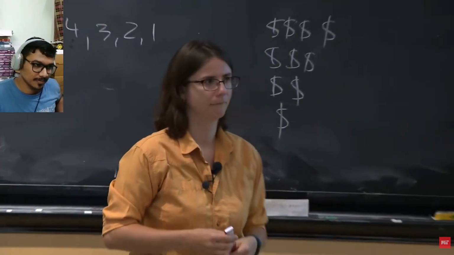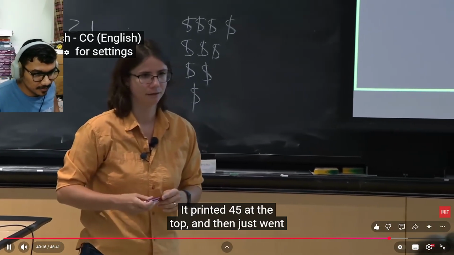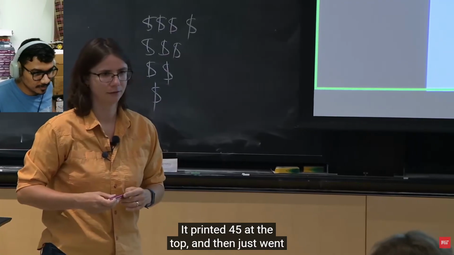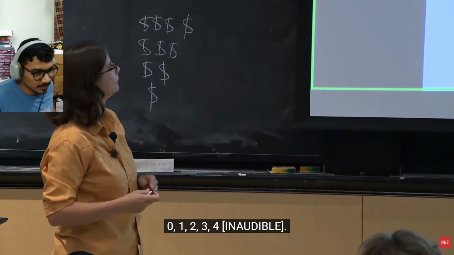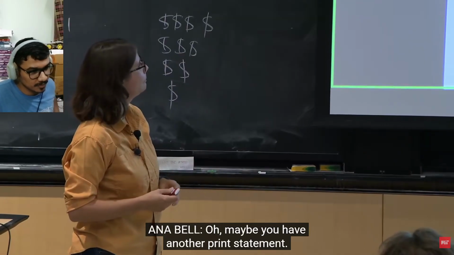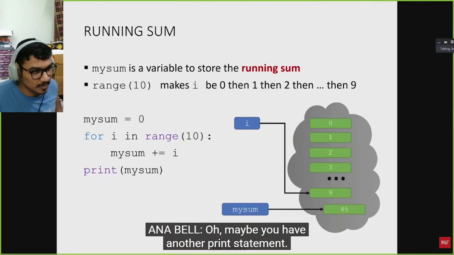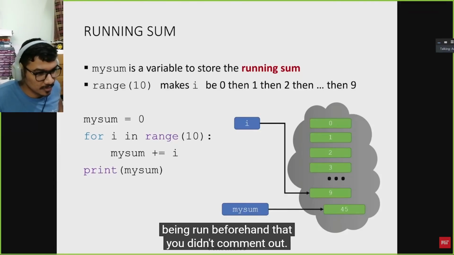Yeah. So when I tried running it, it printed 45 at the top, and then it did like 0, 1, 2, 3, 4 under it. Oh, maybe you have another print statement, or it might be part of another program that's being run beforehand that you didn't comment out. Okay.